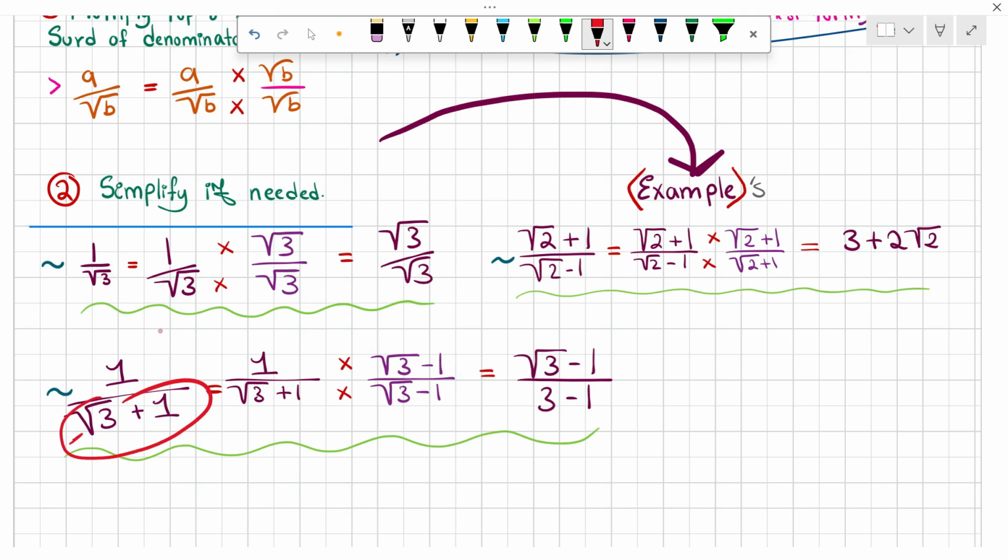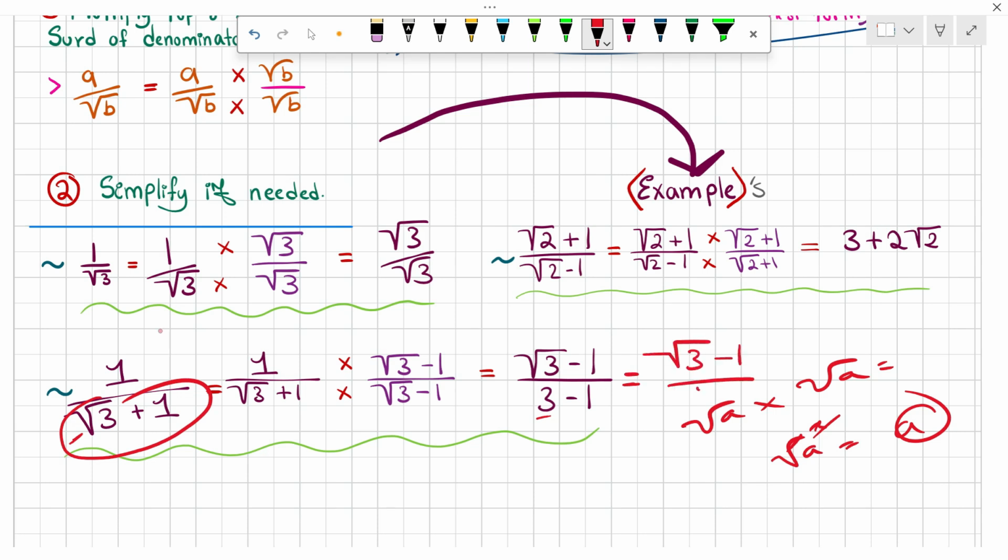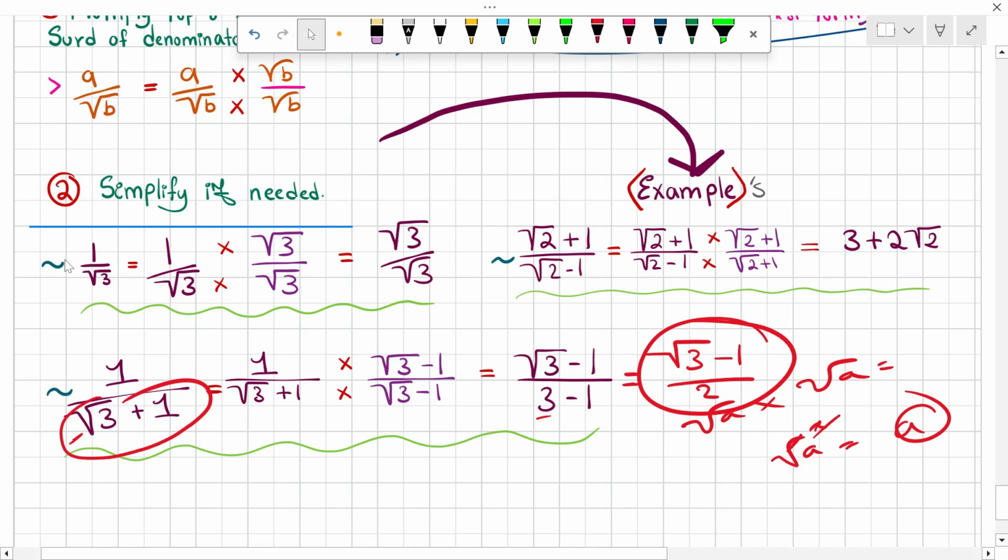Root 3 times root 3, as we said, root a times root a is equal to root a squared, right? And root and square cancel each other out, so you're just left with a. So root 3 times root 3 is just 3, plus 1 minus 1 minus 1. So our answer is root 3 minus 1 over 3 minus 1. You can also simplify this further into root 3 minus 1 over 2. This is just an equivalent fraction of our first fraction, but it's just that we remove the surd from the denominator. And that is it for this topic.